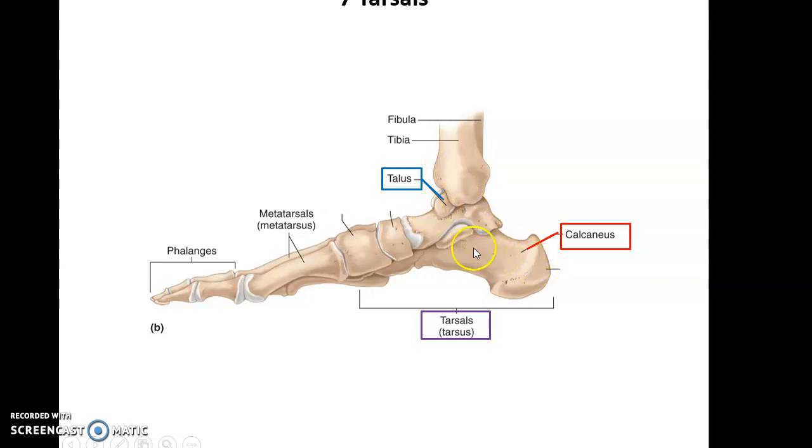Distal to the talus is the calcaneus. The calcaneus is the large bone of the ankle that you can also think of as the heel bone. So calcaneus is the heel bone. And then altogether, again, 7 tarsals.